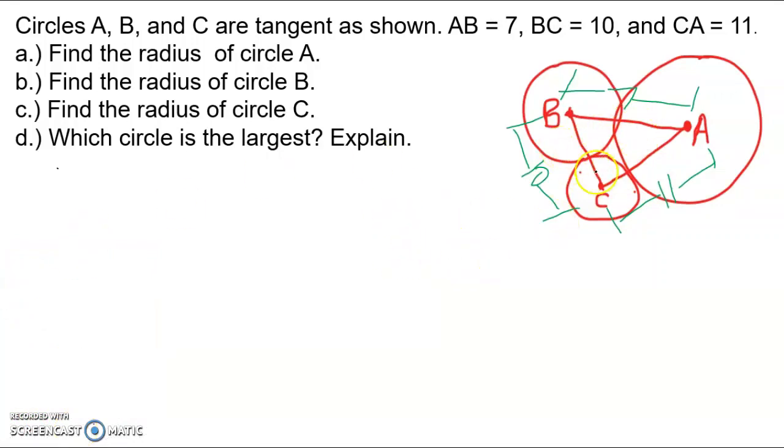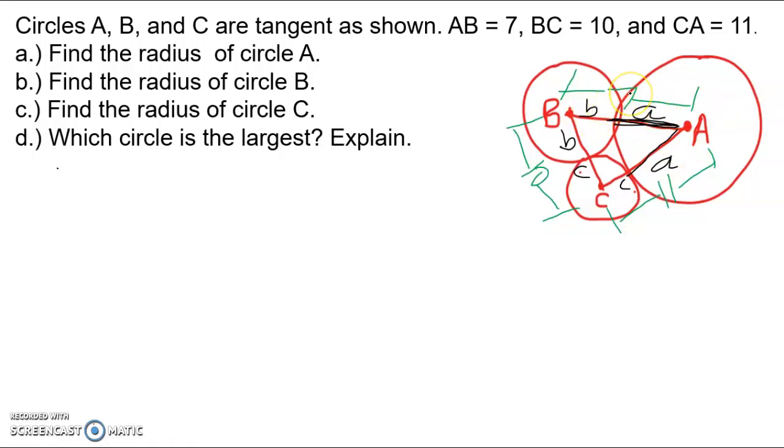But we don't know the radius of any of them. Let's label them with a variable. Whatever we don't know, we label with a variable. This is also the radius of circle A. Since they have the same measure, they are congruent, so I label them with the same letter. I do the same thing for the radius of B and for the radius of circle C. And now we can use the segment addition postulate to set up equations.